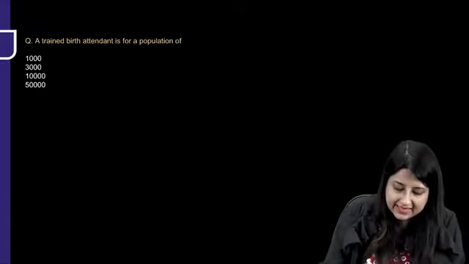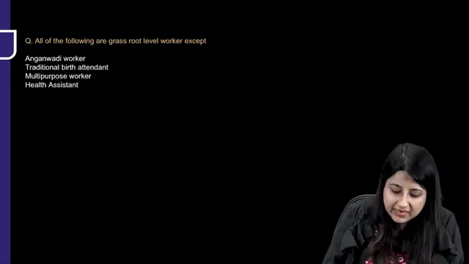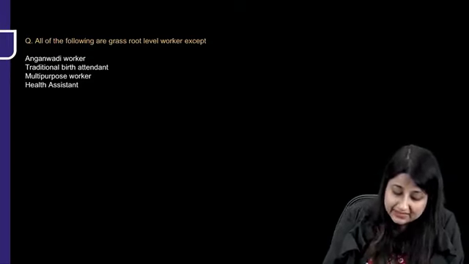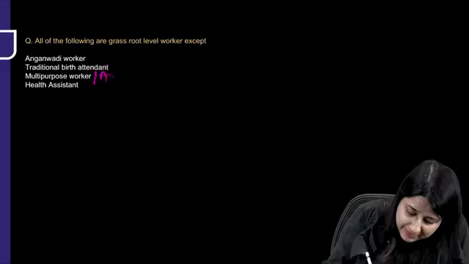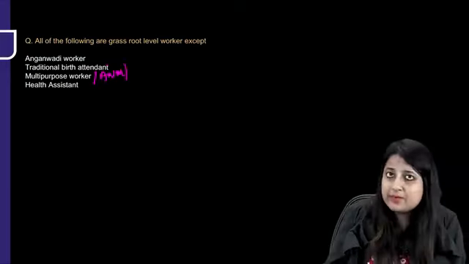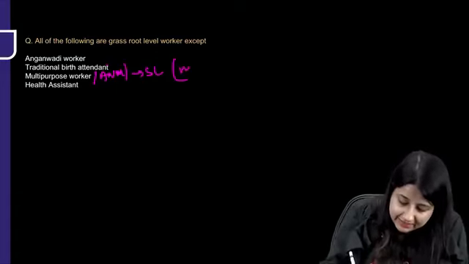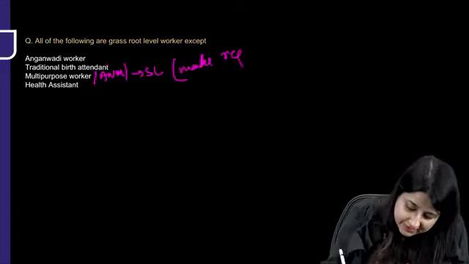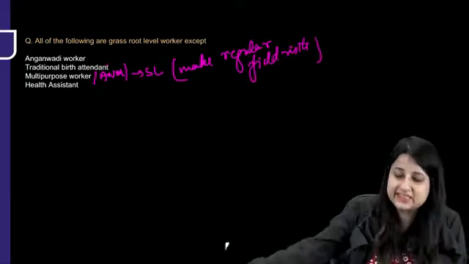Okay, a trained birth attendant is for a population of 1,000, just like a village health guide. All are grassroots level workers except Anganwadi. Multi-purpose worker, health assistant, TBA. Now, multi-purpose worker can be ANM or multi-purpose worker, male and female. They are posted at sub-center, but like I said, they make regular field visits. Although they are posted at sub-center, they are visiting the field.